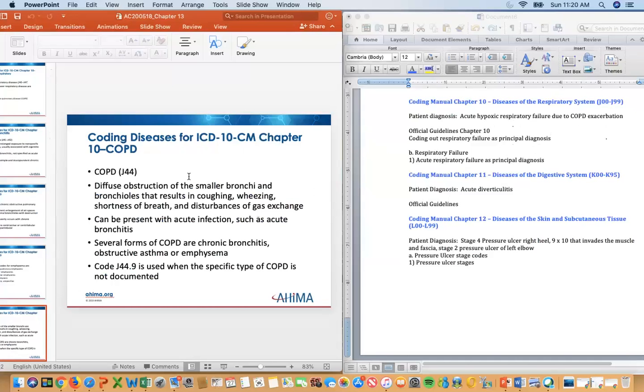So this is one of the chapter guidelines that you will be using. COPD is J44, and then it gives us a little bit of a description of that. It can be present with acute infections such as acute bronchitis. There are several forms of COPD: chronic bronchitis, obstructive asthma, or emphysema. So J44.9 is used when a specific type of COPD is not documented.